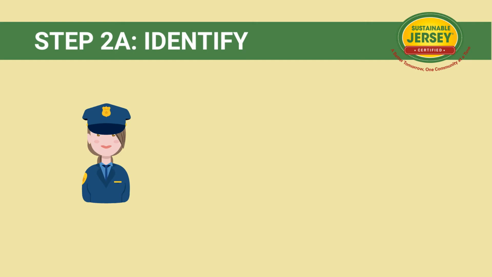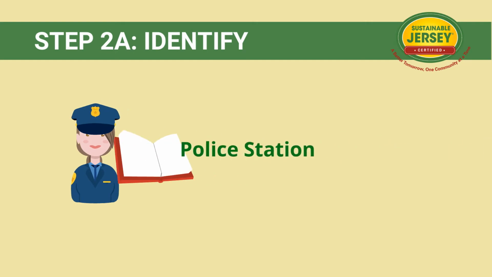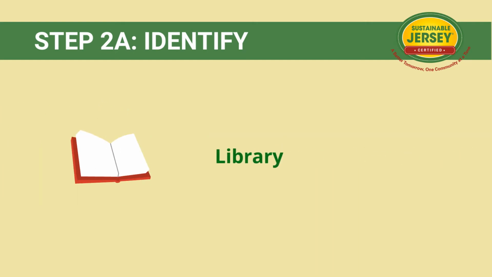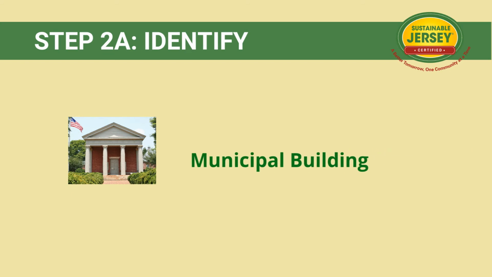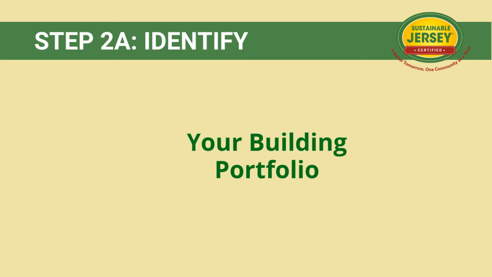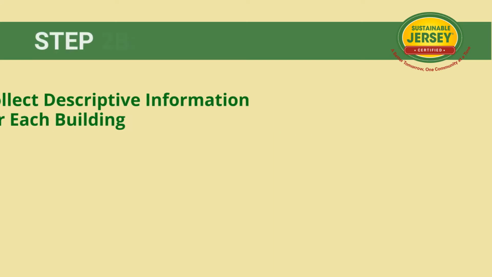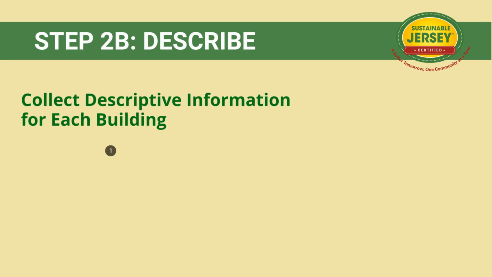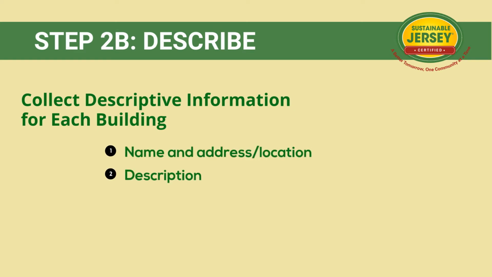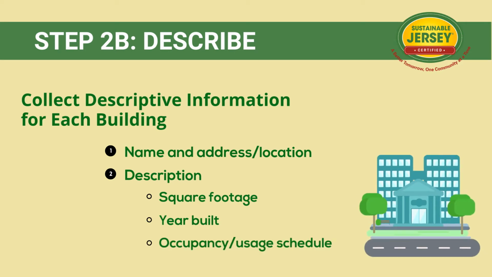First, you need to identify all the municipal buildings that use energy, so all municipal buildings that have utility bills. These buildings must be included in your energy tracking and management portfolio. You'll need to document the name and address or location of each building along with a detailed description. This description should include, at minimum, square footage, year built, and an occupancy or use schedule.